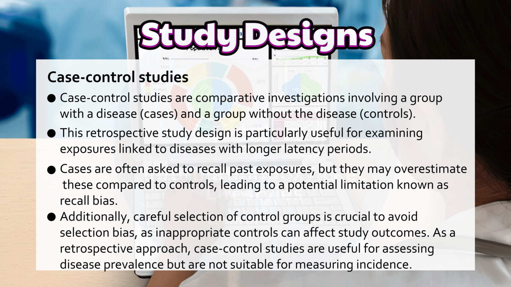Additionally, careful selection of control groups is crucial to avoid selection bias, as inappropriate controls can affect study outcomes. As a retrospective approach, case control studies are useful for assessing disease prevalence, but are not suitable for measuring incidence.